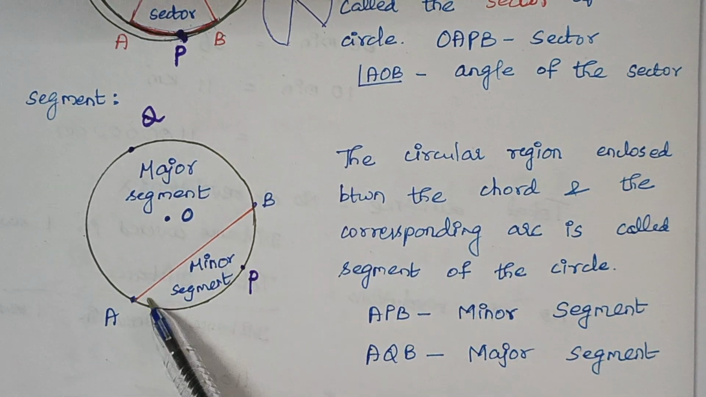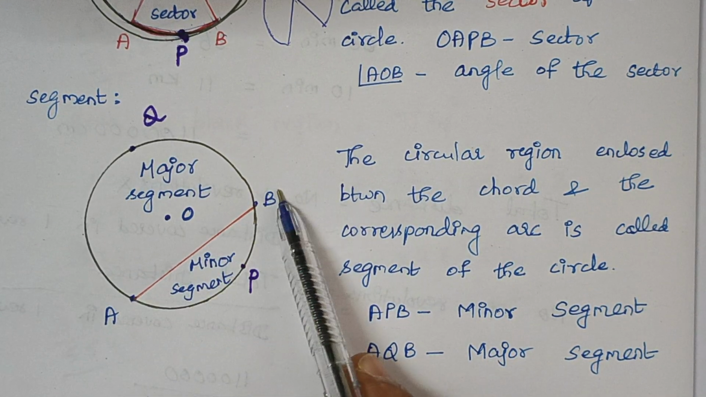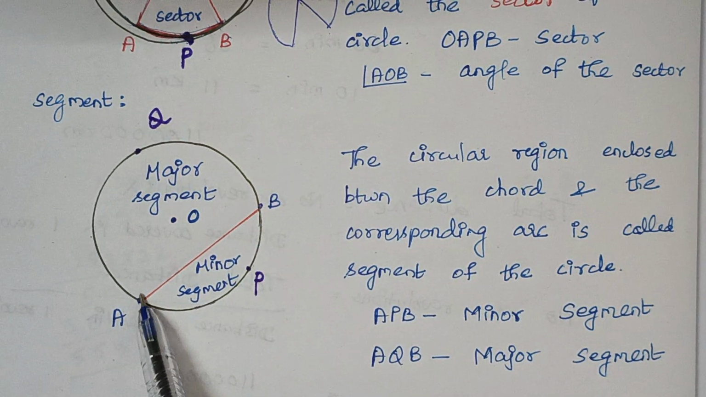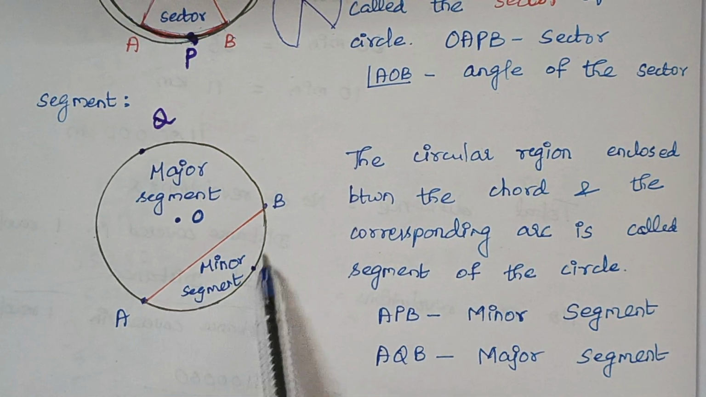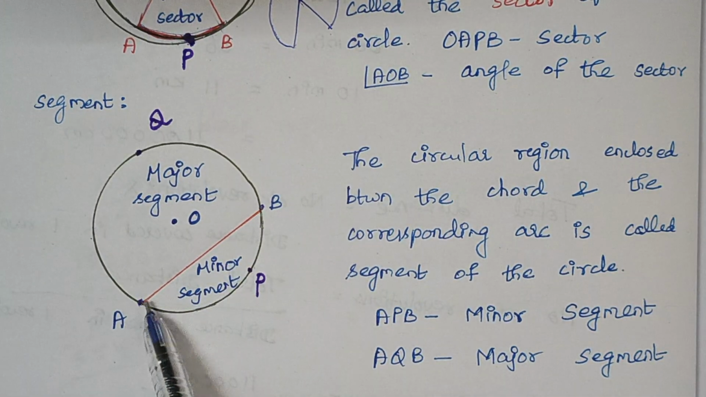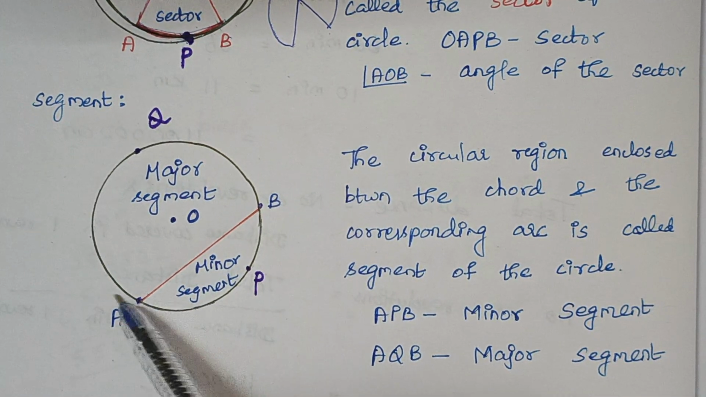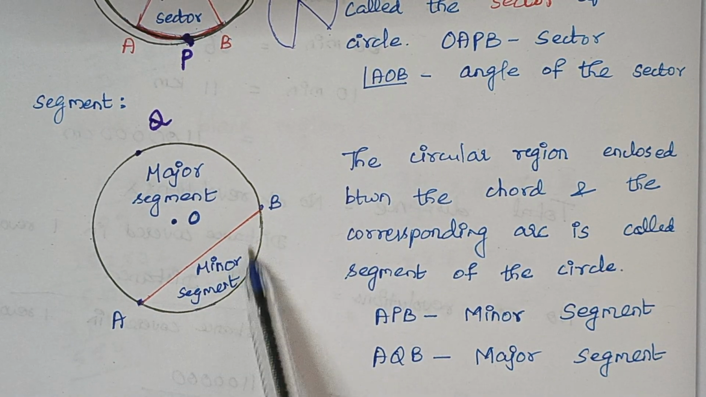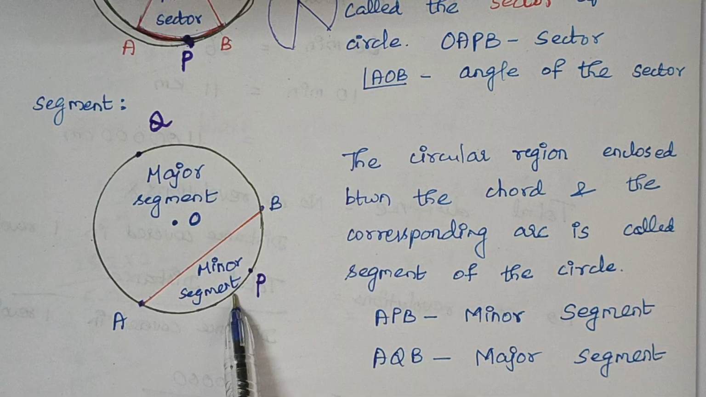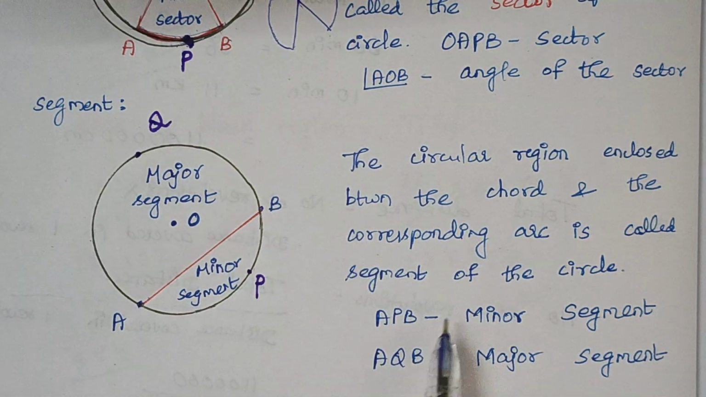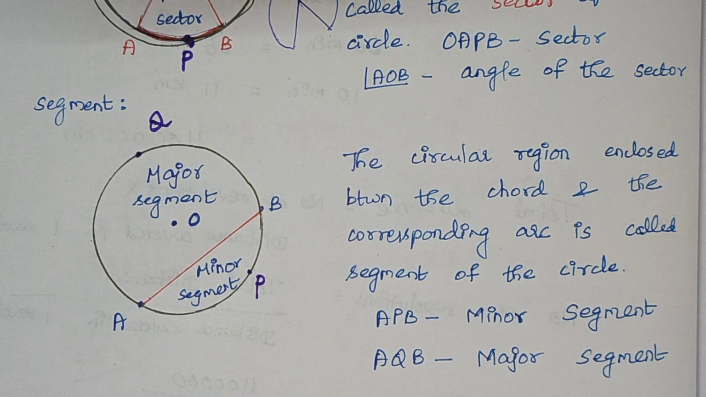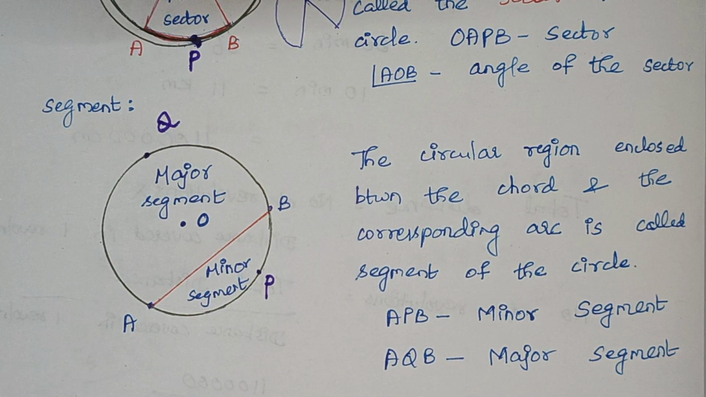So here this is your chord, and the corresponding arc is this portion of the arc. This is a chord and this is the arc. Similarly, this is the chord and this is the arc. This is smaller in size, so it is known as the minor segment. That is, APB is known as the minor segment and AQB is known as the major segment.